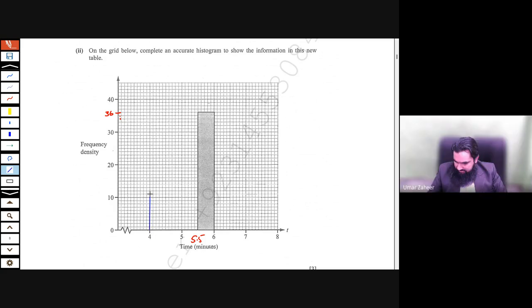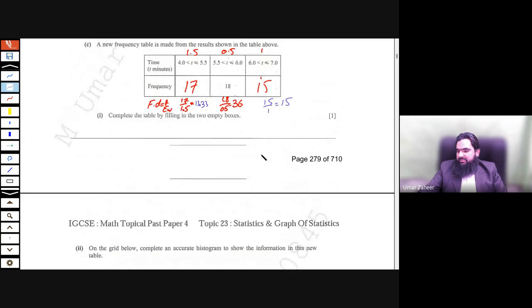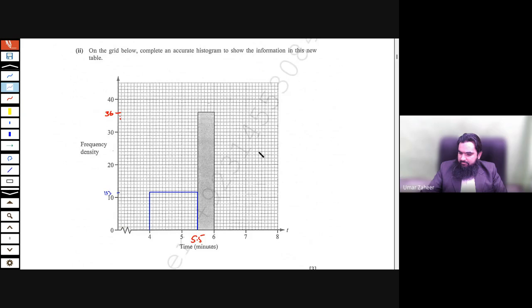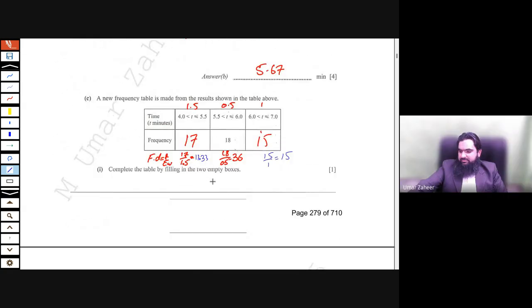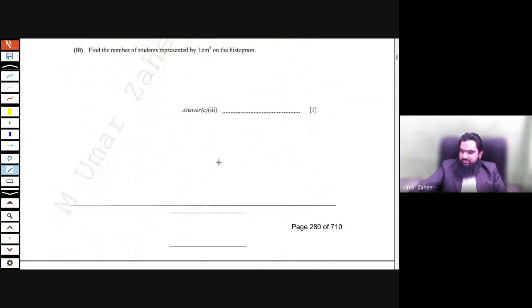So it is then 11.3, which is going to be the middle, so 5.5, because this length is going to be 11.3. Yes. For the next one, it is 15, from 6 to 7. From 6 to 7, it is 15. 1, 2, 3, 4, 5. This part. Okay. It is clear? Yes. This is how you have to draw the histogram.